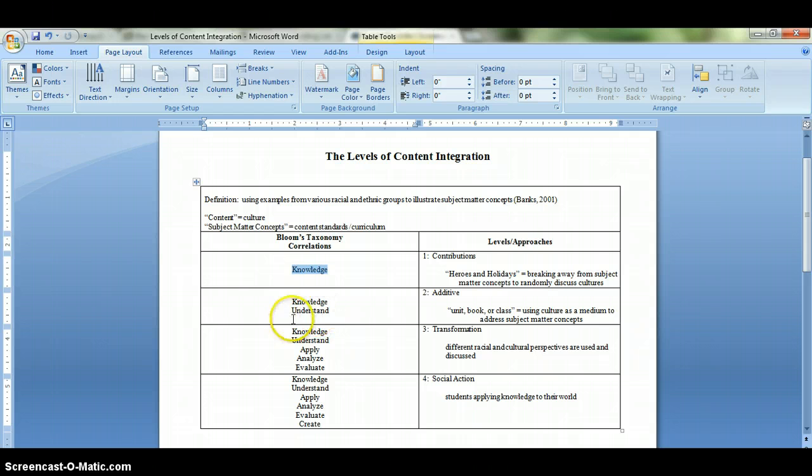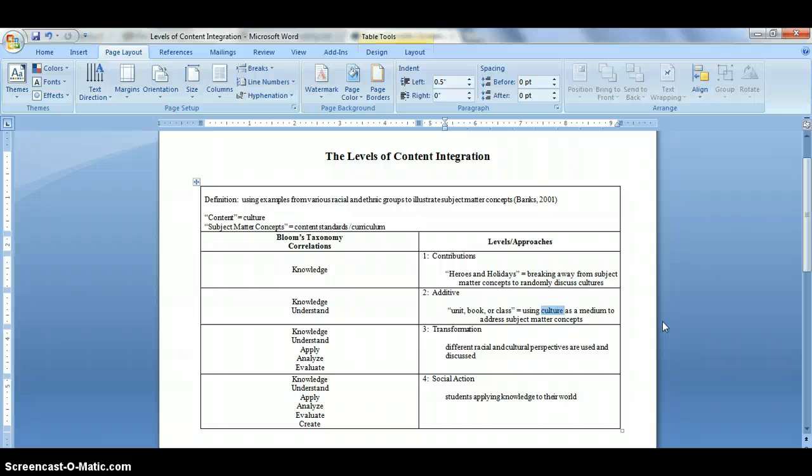In this second level of knowledge and understanding, we reach the level of additive in content integration. So here we're going beyond a single lesson plan to an entire unit or a book or even a class that focuses on culture. And in this level, culture is used as a medium to address other subject matter concepts.